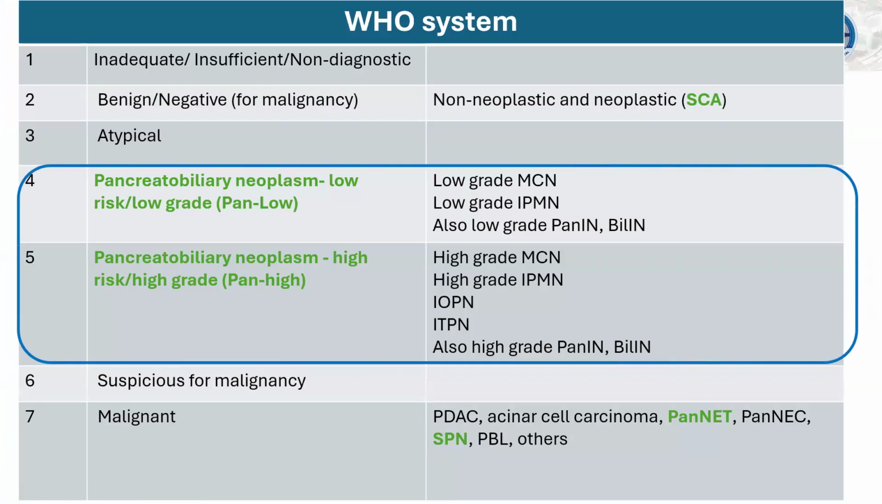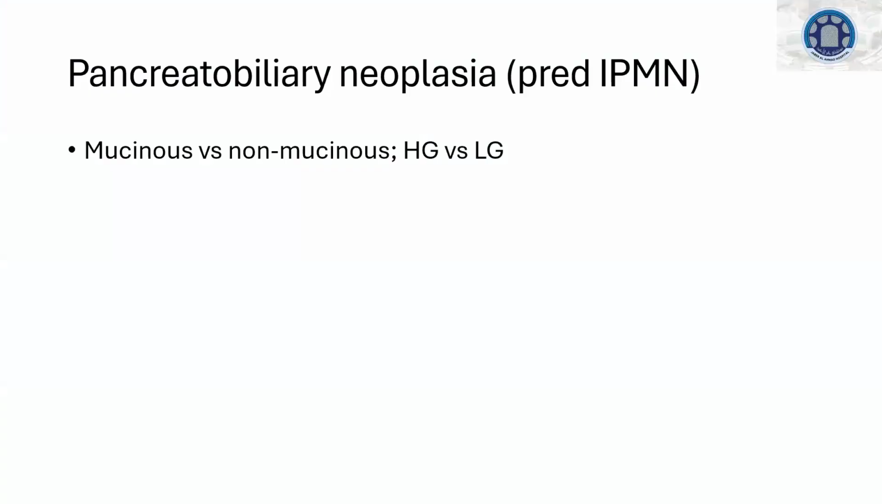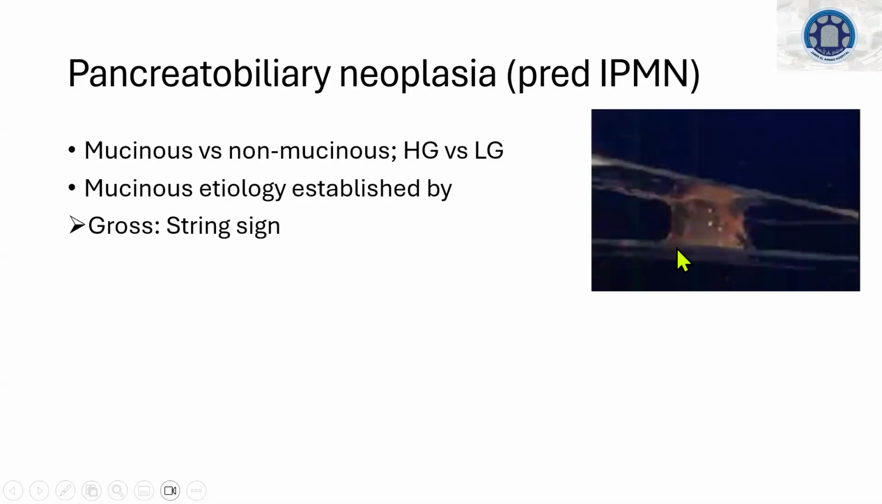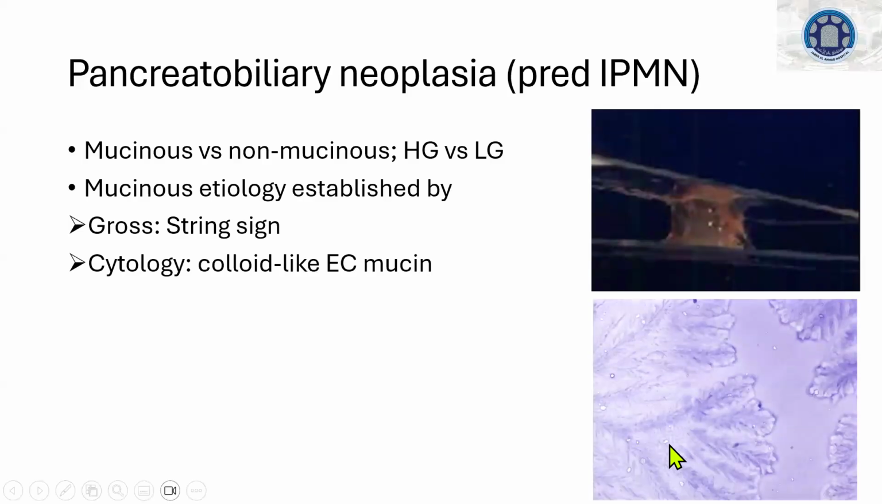So let's go to the next category, which is pancreato-biliary neoplasm, low and high. Our basic thing when we get a cystic lesion is first to determine whether it is mucinous or non-mucinous. How do we determine that? We have to look at the sample. The mucinous will usually show a string sign and they will be very thick. Then in cytology, we see this colloid-like mucin.